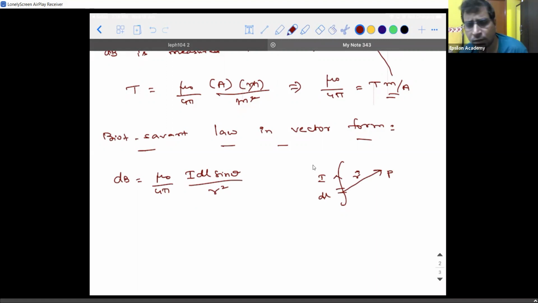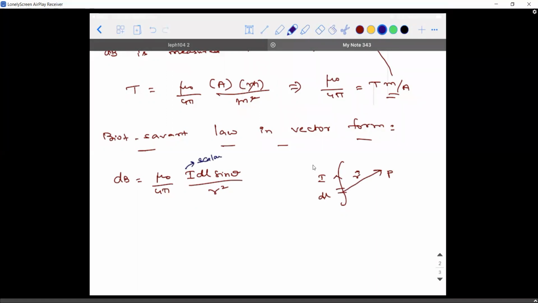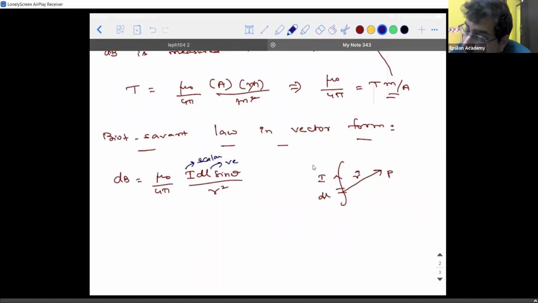I. Is it a vector or a scalar? This I is a scalar quantity. What about dl? dl is actually a vector quantity. The current carrying element is a vector quantity and its direction is in the direction of current.